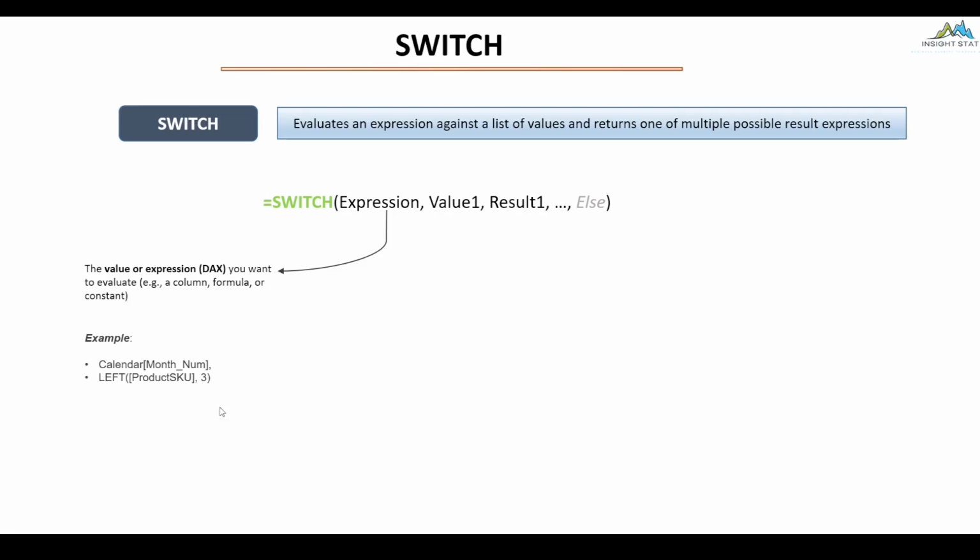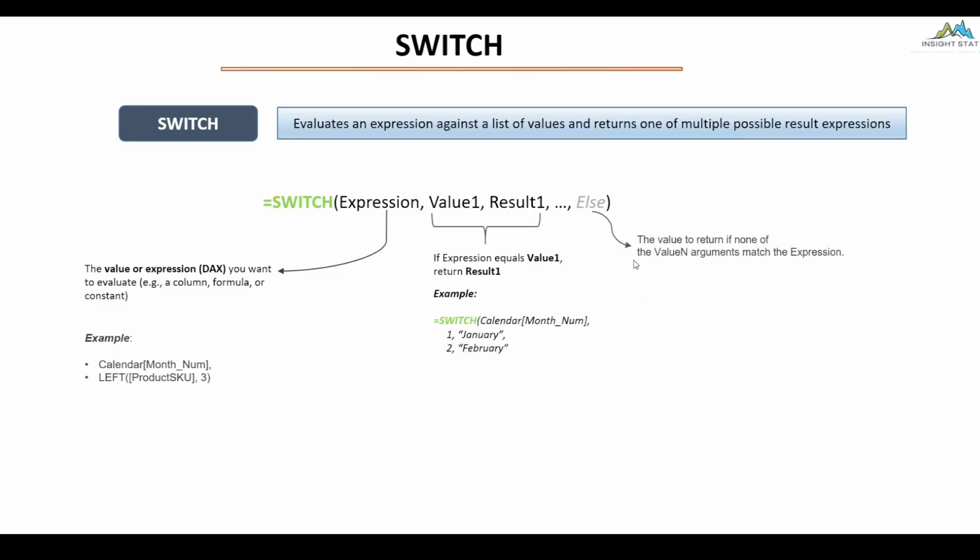Once we get this value, it will be matched against value 1. So if the expression equals value 1, then we will have result 1. Similarly, if the expression matches value 2, then we'll have result 2, result 3, result 4, and so forth. For example, if the month number is 1, I'll call it January. If the month number is 2, I'll call it February. Similarly, I can use the month name, vice versa. If the month name is January, I will call it 1. Then these values will interchange.